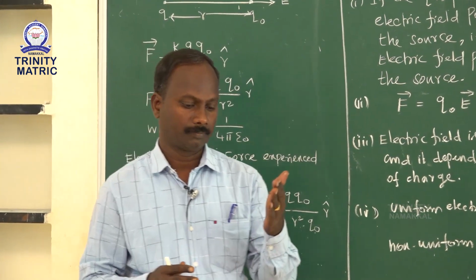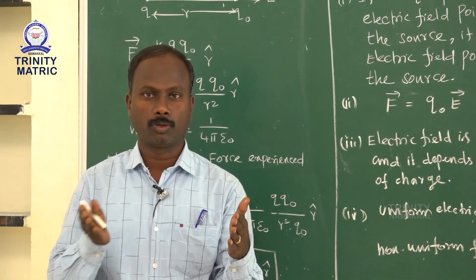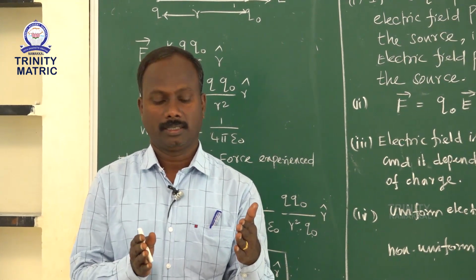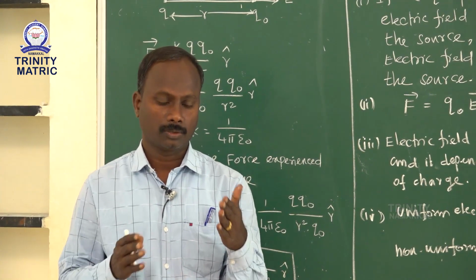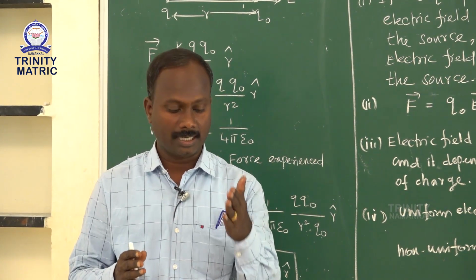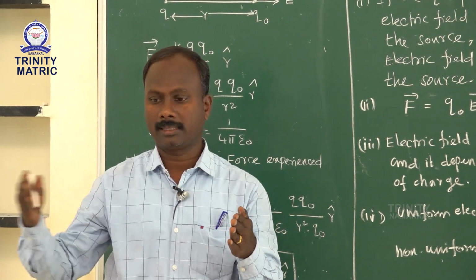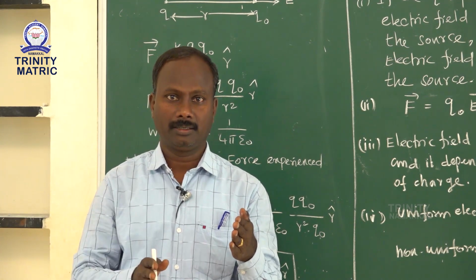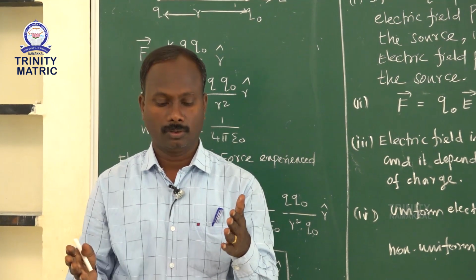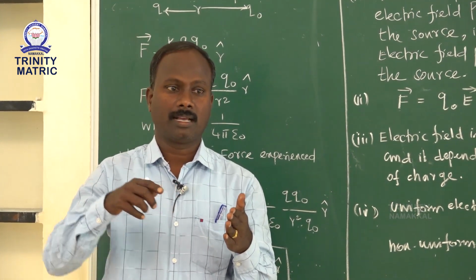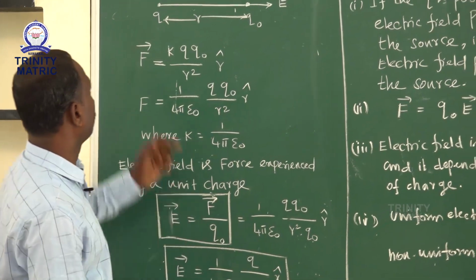If one charge is stationary, and another charge moves towards that stationary charge, then only will it repel or attract. So this stationary charge has some field. When the other charge enters this field, then only the charge may repel or attract. So any charge has some field around it, and this is called an electric field.